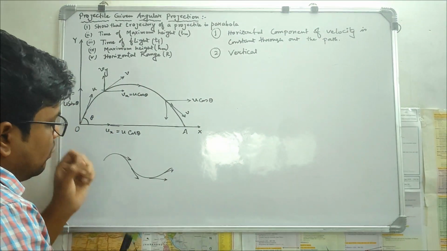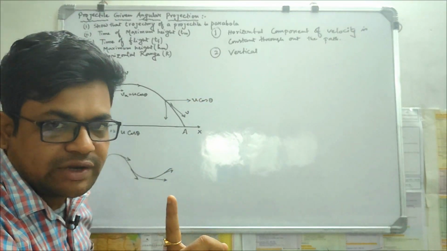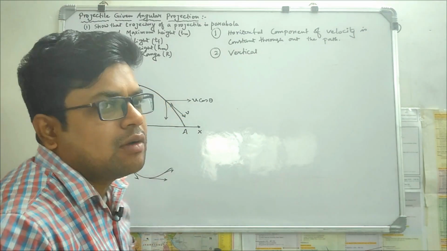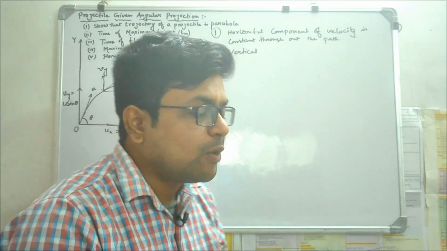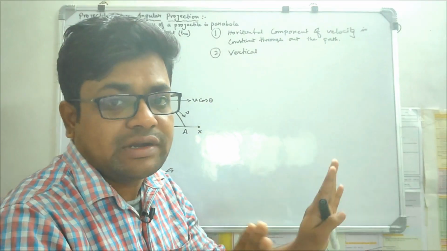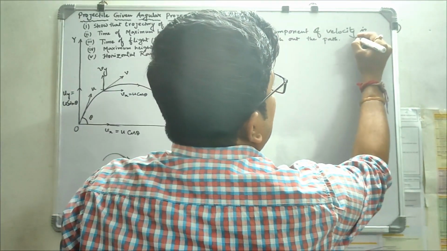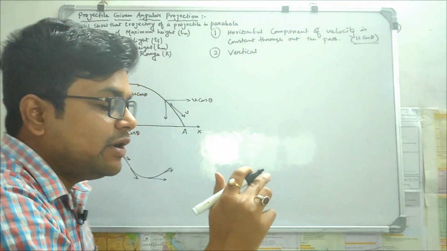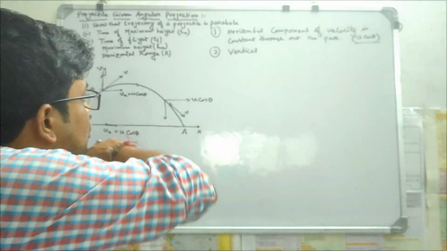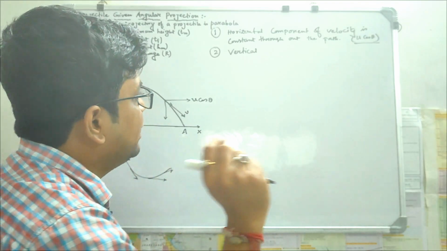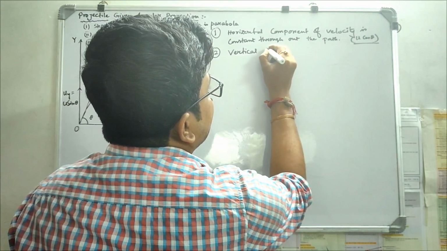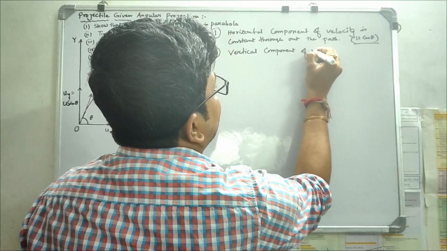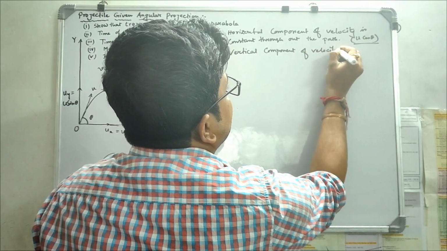So the vertical component is not constant. At each and every point the vertical component continuously changes. Only the horizontal component will remain constant, that is u cos theta. U cos theta will remain constant from here to here throughout this whole journey. That point is very important. Next is the vertical component of velocity changes.